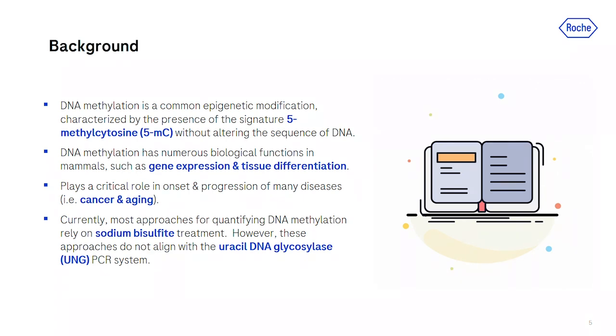Currently, sodium bisulfite treatment prior to PCR is a common method to determine the methylation status of genomic sequences. Bisulfite conversion approaches are not compatible with the uracil DNA glycosylase UNG PCR system, such as the Roche digital LightCycler. UNG is often utilized to eliminate carryover contamination. When using bisulfite conversion, it may degrade DNA samples, leading to poor conversion efficiency and conversion specificity.